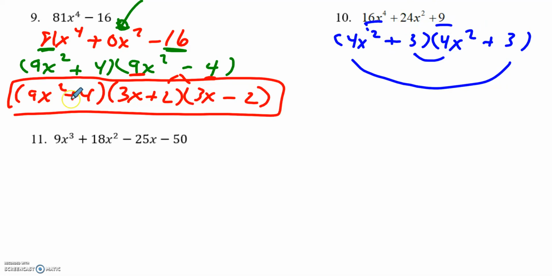Now notice, both of these have a plus sign. So just like this one, we cannot continue factoring, but we could notice that both of these are the same parenthesis twice. So we could write it as 4x squared plus 3 all squared.